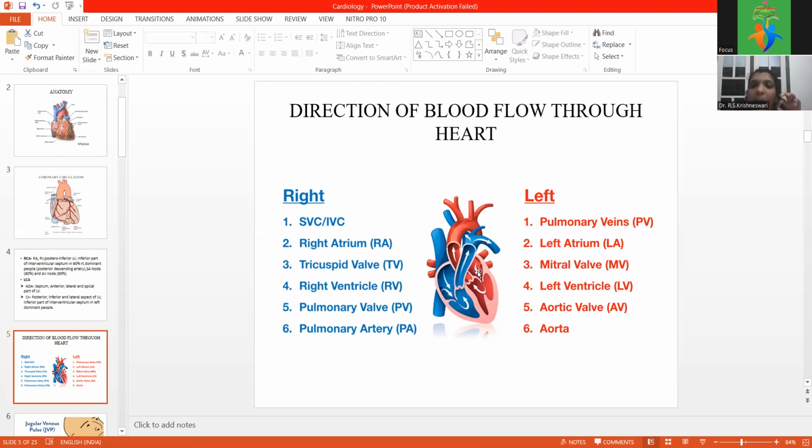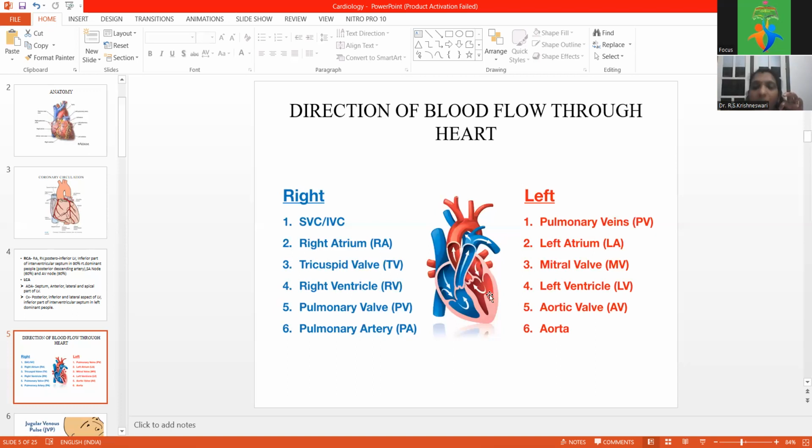Okay, left atrium, and from the left atrium there is a valve known as the mitral valve. The important thing here is the mitral valve is the only bicuspid valve present in the heart. Through the mitral valve, blood from the left atrium reaches the left ventricle, and from the left ventricle arises the aorta, which is the largest artery, and the aorta gives so many branches, it supplies the whole body.